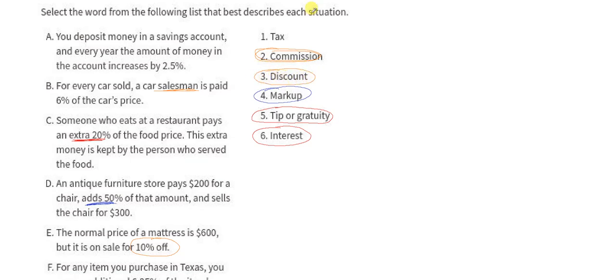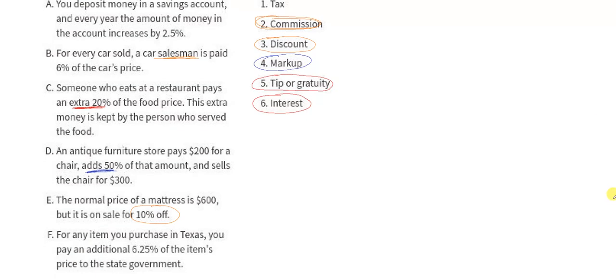All right, and then lastly, probably going to be tax, but we'll see. Make sure. For any item you purchase in Texas, you pay an additional 6.25% to the government. Governments are bad about taxing us, and that's why we despise it so much, because it adds additional price to what we purchase. And there, my friends, is the end of your homework this week.